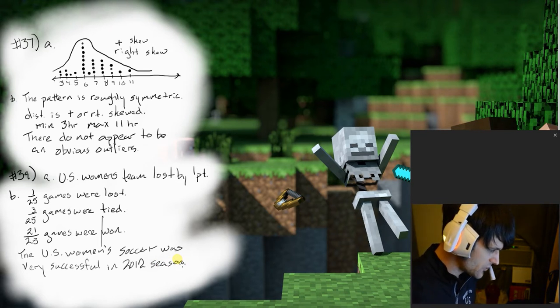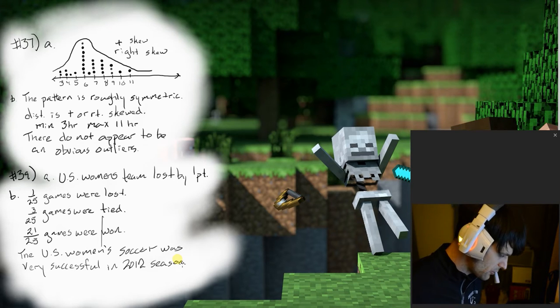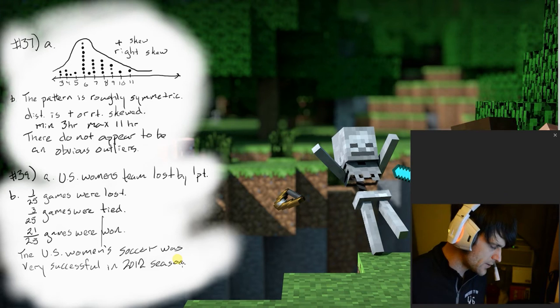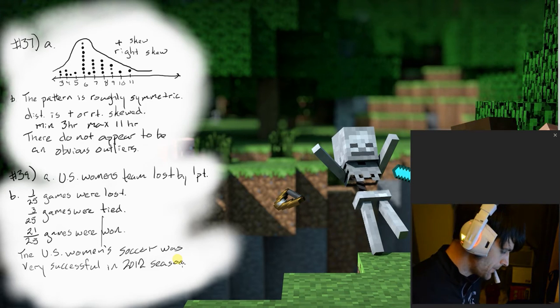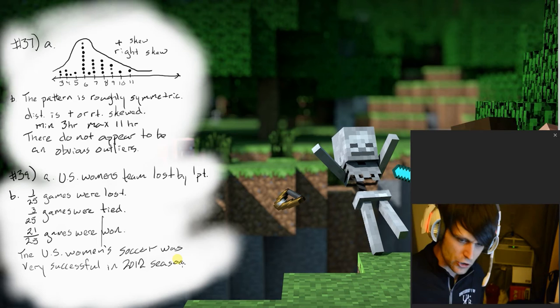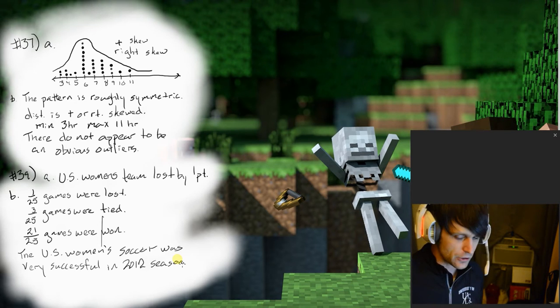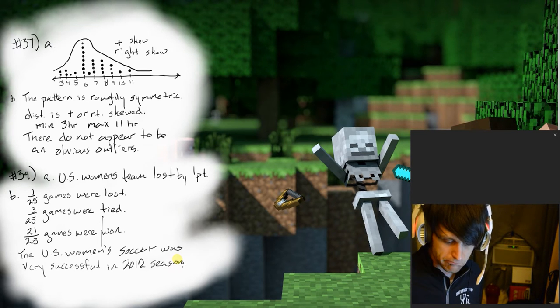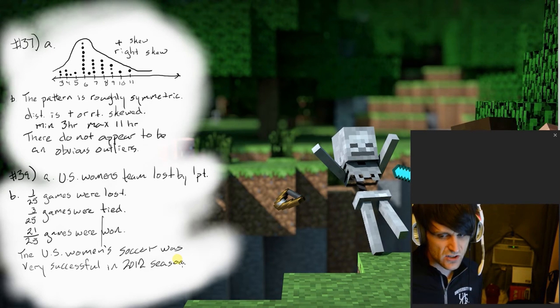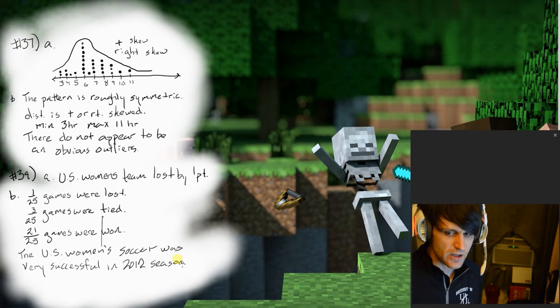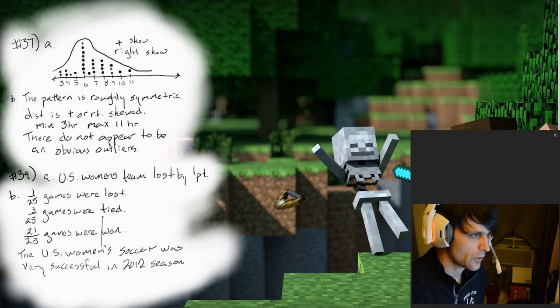Let's go ahead and just take a look at 41 here. 41, dates on coins. So, you and some friends are just going to empty out your pockets of coins, and you're going to start looking at the dates. What would you expect to see when it comes to those dates on the coins? Would there be any sort of pattern that we could discuss?